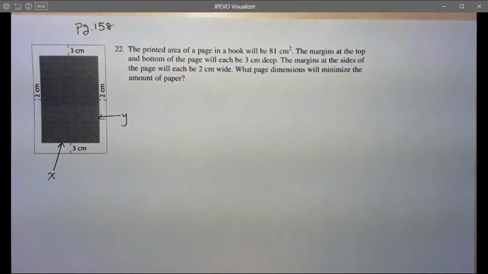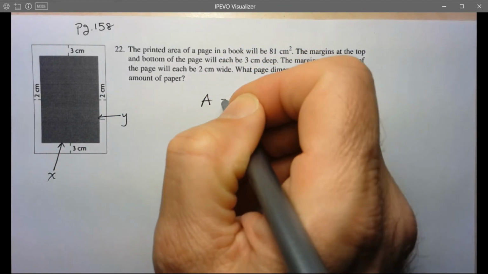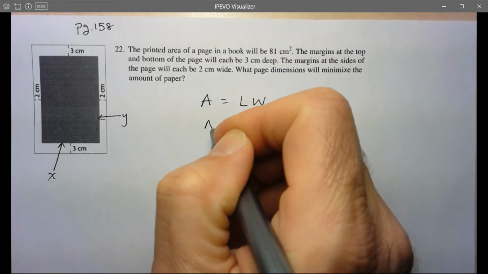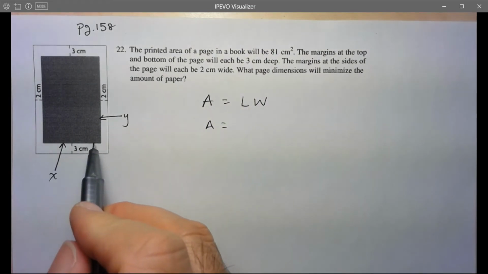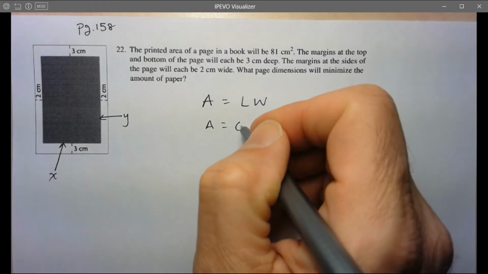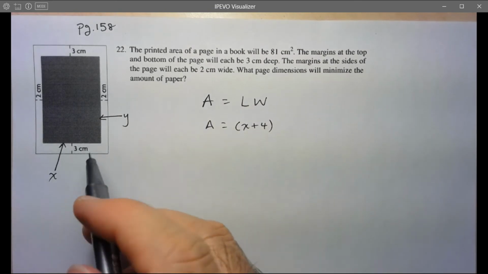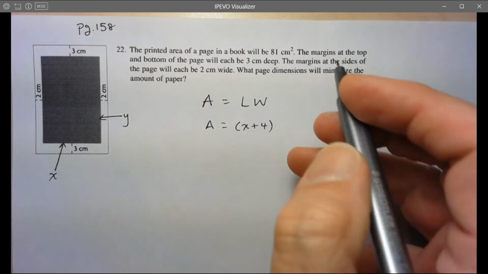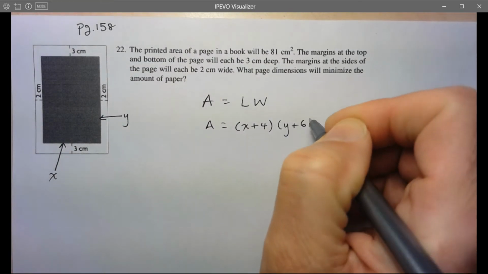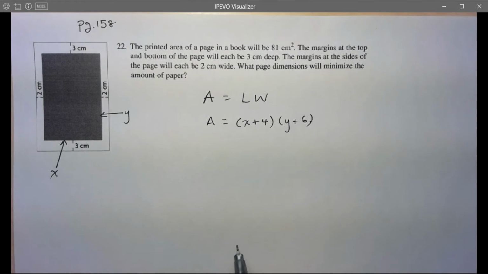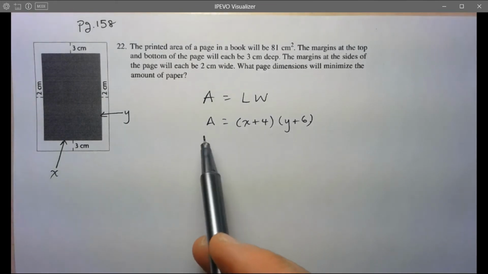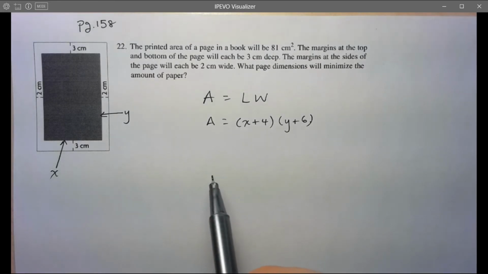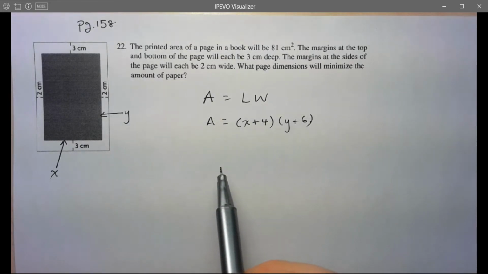All right, so now when I'm trying to find the area of the large sheet of paper, well, again, it's length times width. Here the length is just going to be X plus 2 plus 2, so X plus 4. Okay, and then the width of the whole sheet of paper is just going to be Y plus 3, so times Y plus 6. Okay, and so this is the model that I'm going to use. Like I said, had you done it the other way, it would have worked perfectly well. It just would have been a little more work in terms of simplifying the equation.